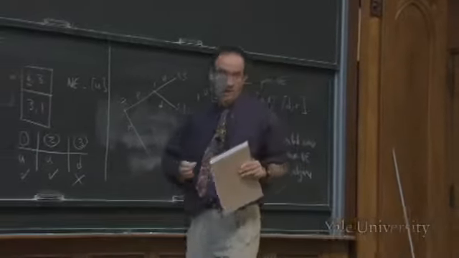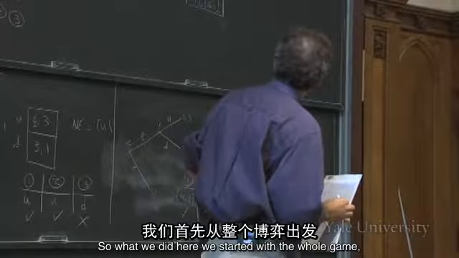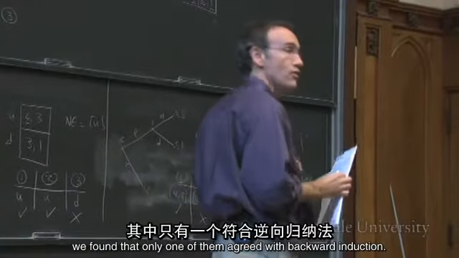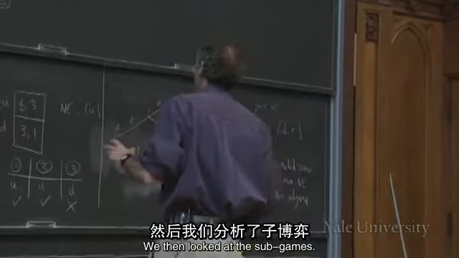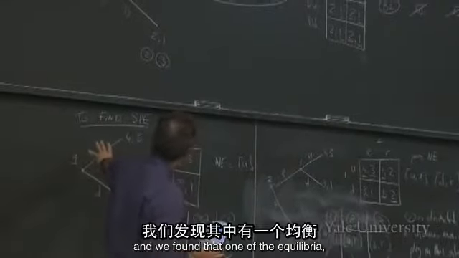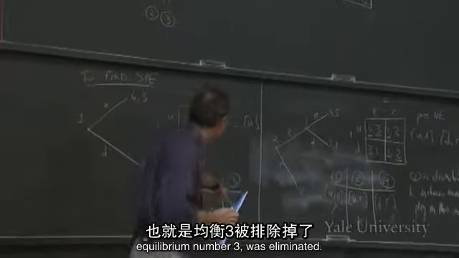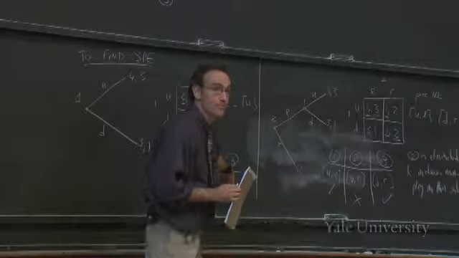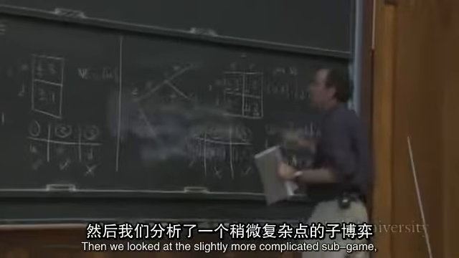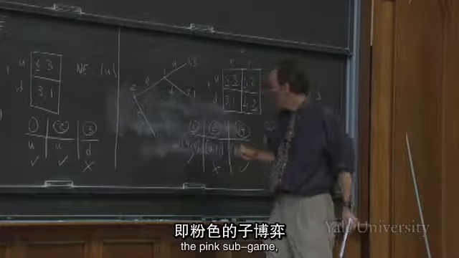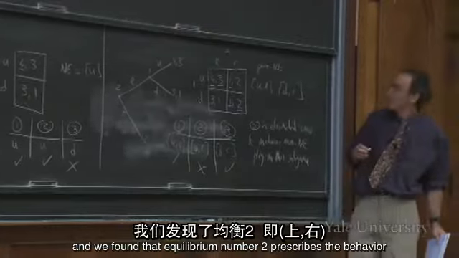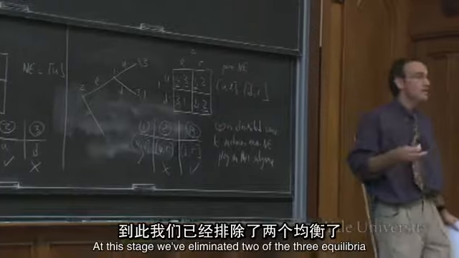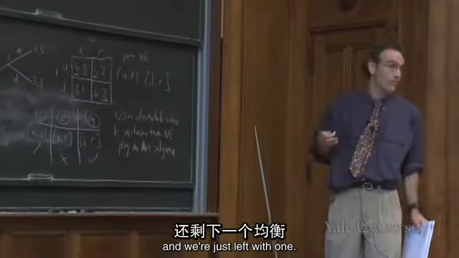All right? And now we're done. We know about the whole game. So what we did here, we started with the whole game. We found there were 3 Nash equilibria. We found that only one of them agreed with backward induction. We then looked at the subgames. We first of all looked at that blue subgame, and we found that one of the equilibria, equilibrium number 3, was eliminated. Equilibrium number 3 is not prescribing Nash behavior in this subgame. Right? Then we looked at the slightly more complicated subgame, the pink subgame, and we found that equilibrium number 2 prescribes the behavior up right, which is not Nash in this subgame. Right? At this stage, we've eliminated 2 of the 3 equilibria, and we're just left with 1.